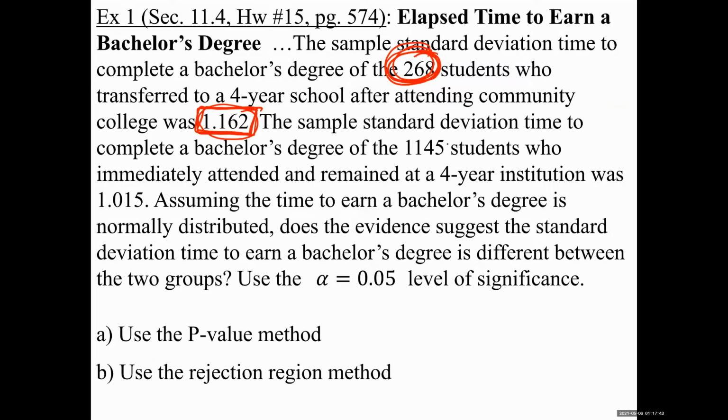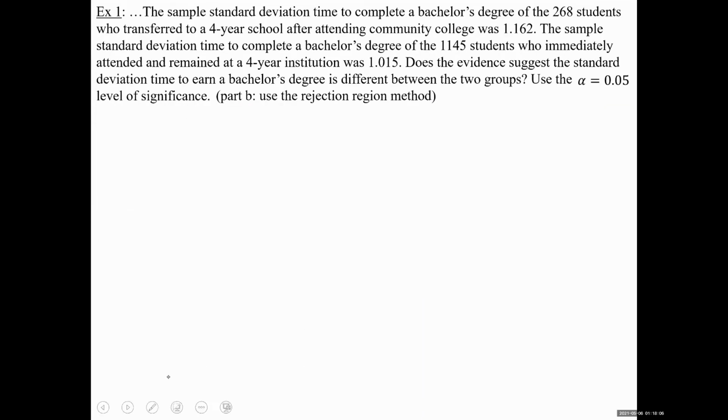So he now looked at a group of 1,145 students. Each one of them went from high school straight to a 4-year institution and then got a bachelor's degree. He asked each one of them, how long did it take you to earn your bachelor's degree? So you got 1,145 numbers. Like, it took me 7 years, it took me 5 years, you know, whatever. And he found the standard deviation of those numbers was 1.015. And this is a measure of how close together these 1,145 numbers are.